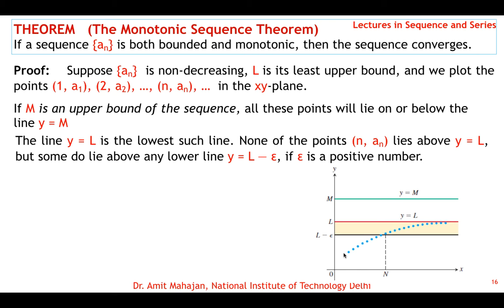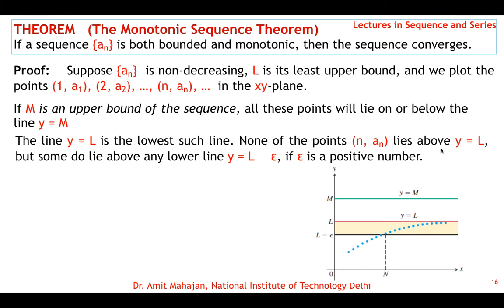That means all the points of this sequence will lie on or below this line y equals L. So the line y equals L is the lowest such line, the line of least upper bound. So none of the points (n, a_n) lie above y equals L. All the points must lie below this.